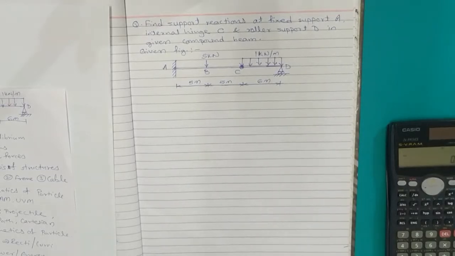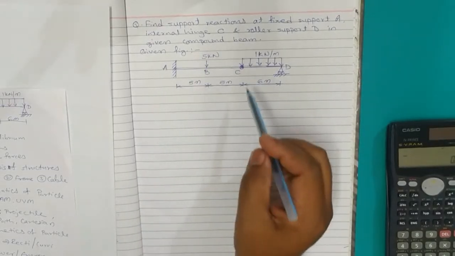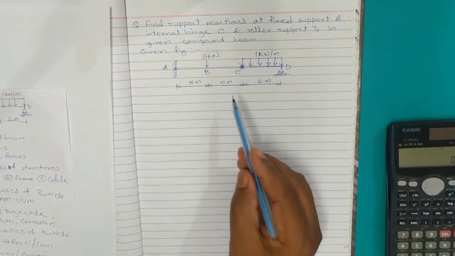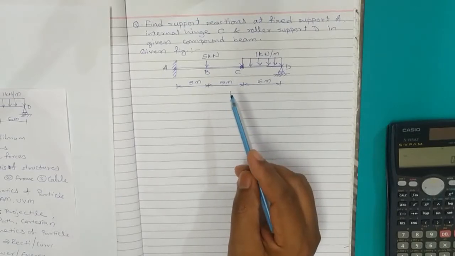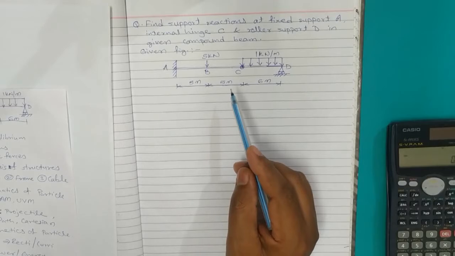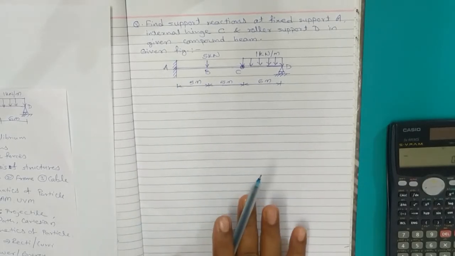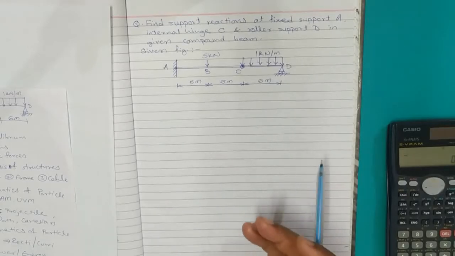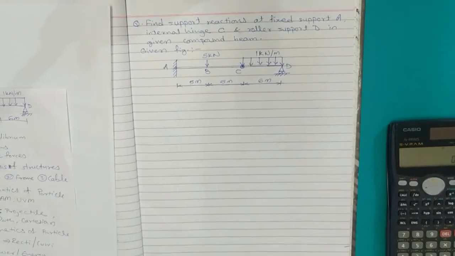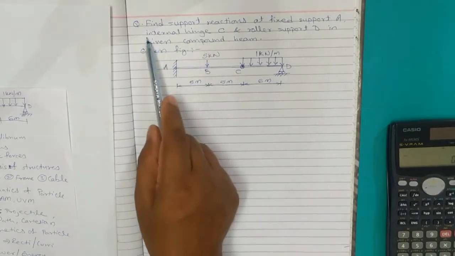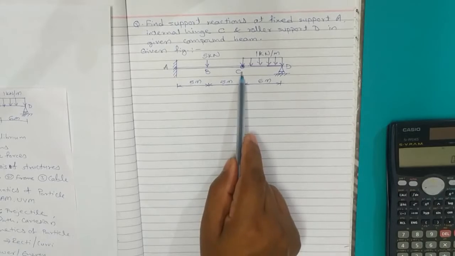Moving to the next question, find support reaction at fixed support A, internal hinge C and roller support D in the given compound beam. So basically this is a compound beam. How do we know that this is a compound beam? By definition, compound beam should be a combination of two or more beams. So those should be connected together either with the help of rollers or internal hinge. So now here it is mentioned that at C we have one internal hinge.